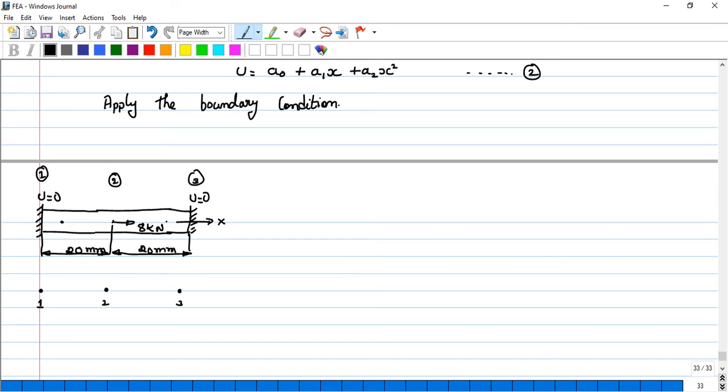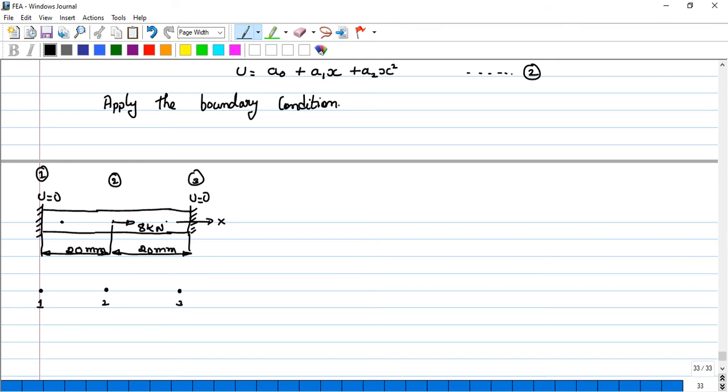Based on any difference in geometry, we can represent the node, and wherever it is fixed, you have to represent the node. Nodes 1 and 3 are fixed, and you can see that at node number 2 we have an application of force, that is 8 kilonewton. So this is how we represent the node.